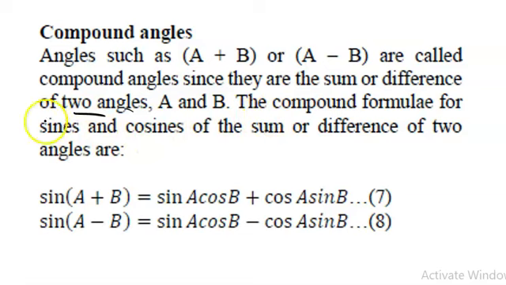The compound formulas for sine and then cosine of the sum or difference of two angles are these. The first one, sine A plus B is equal to sine A cos B plus cos A sine B. So look at the order. So this becomes identity 7. And then when you take the difference, sine A minus B is sine A cos B minus cos A sine B. So if here is minus, here will be minus. If here is plus, that one will also be plus.